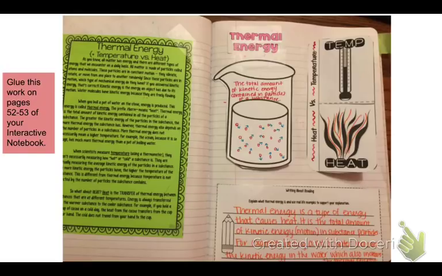You're going to glue your reading onto page 52 of your interactive notebook, and then we'll be gluing the other pieces on page 53. So once you have your materials, you can go ahead and get started. Thermal energy is going to be glued at the very top, and then your beaker is going to be glued underneath, and you want to make sure that you have a flap underneath your beaker because we're going to write some things underneath it. And I want you to also take some notes.